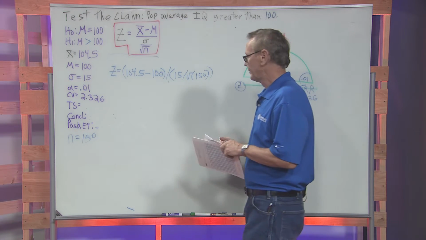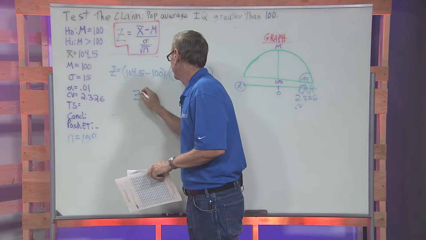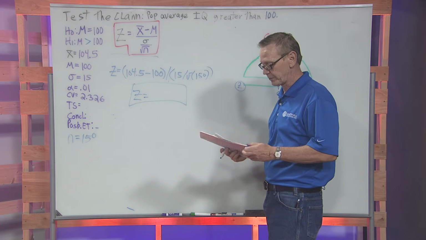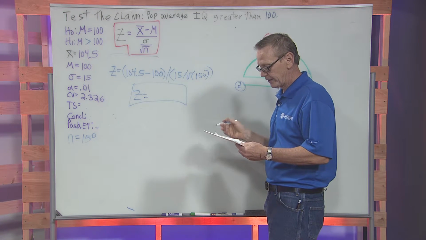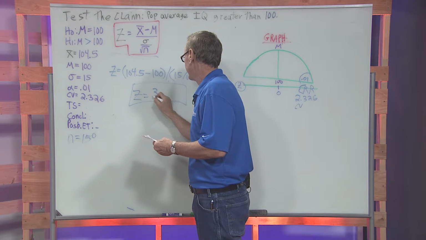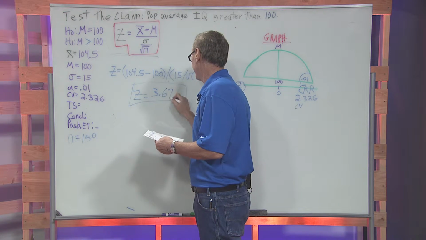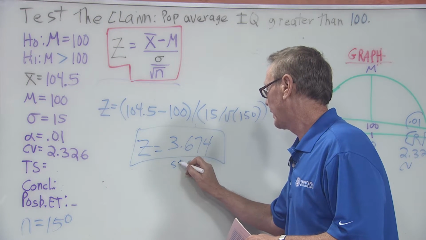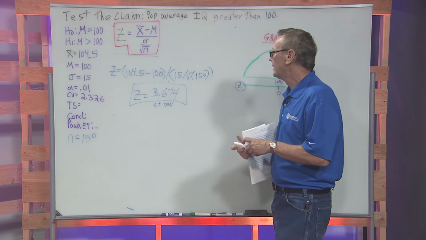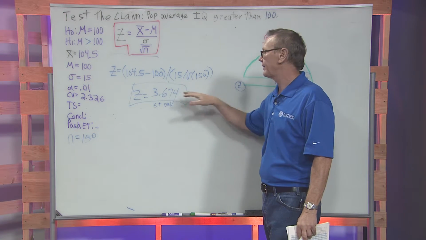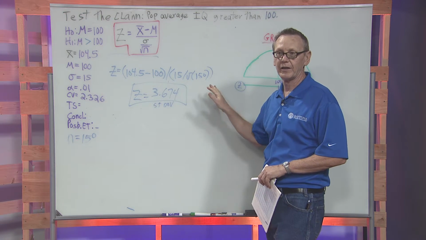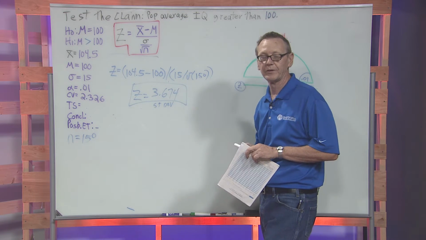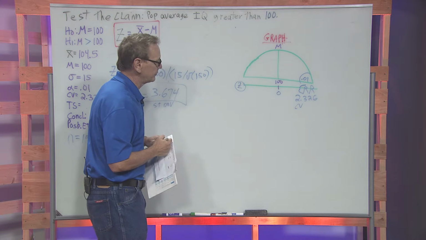Okay, so the formula gives us a result. Better be a positive result because we have a right tail, so we're already anticipating a positive result. If you put that in your calculator, you will get 3.674 standard deviations. Positive, that means to the right. If you're trying this in your calculator, make sure you follow the syntax, especially the parentheses and the divisions. Don't leave anything out, and you should get that answer.